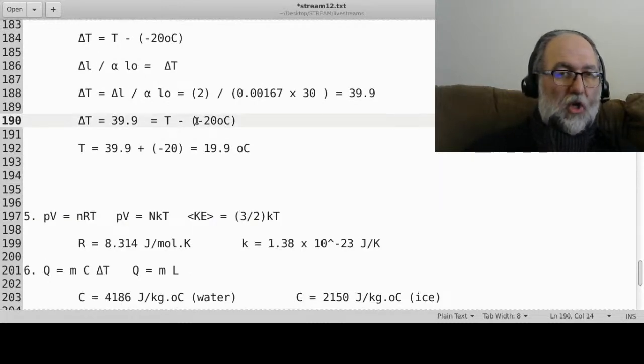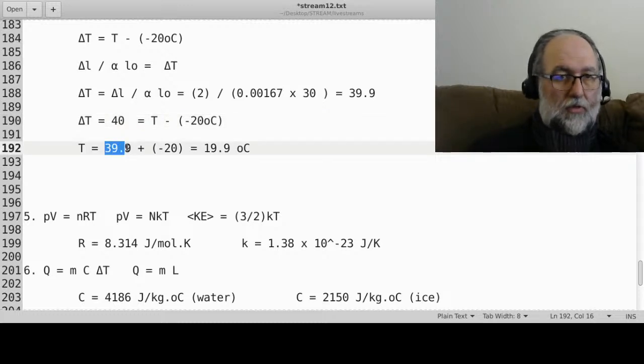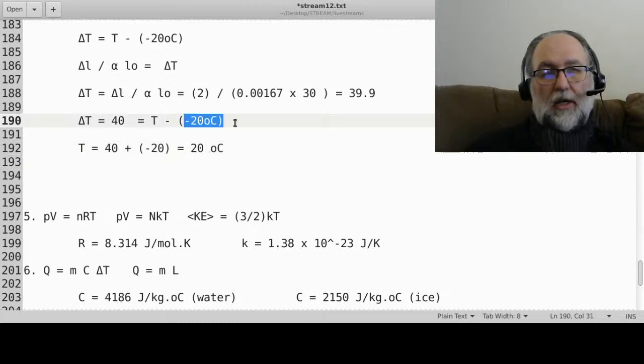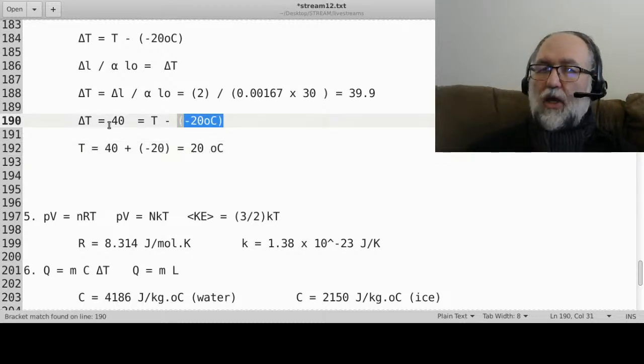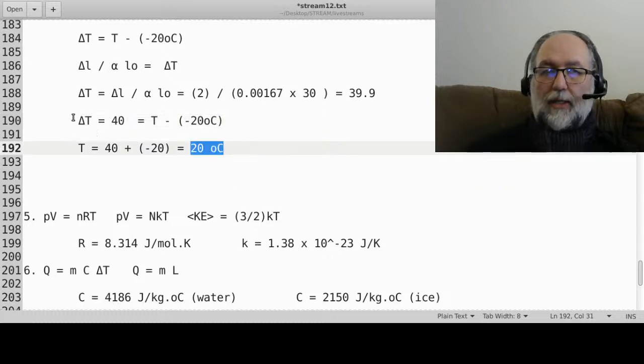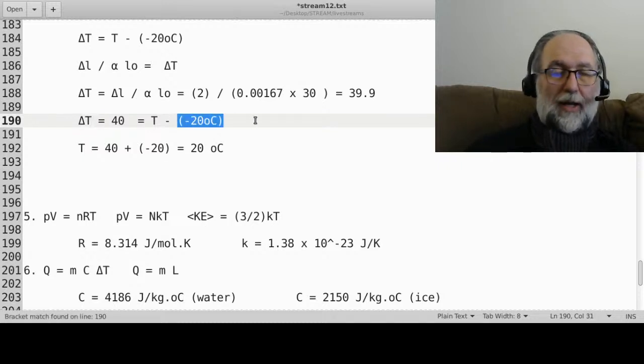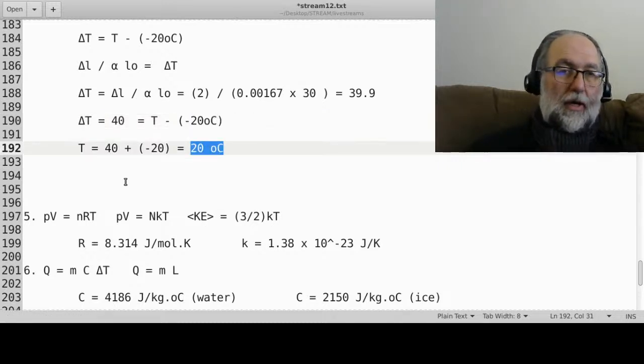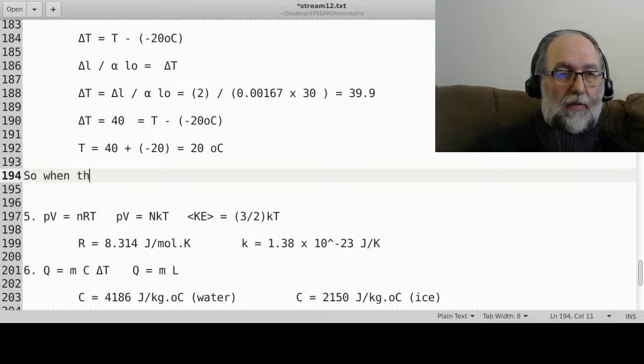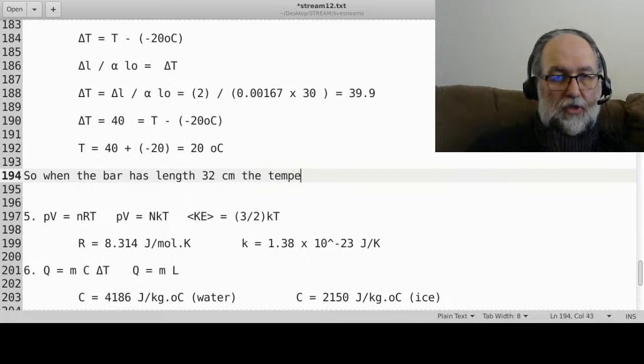You start at negative 20 and you increase 39.9, say 40. Let's round that off to 40. It's a little bit off, but at least it helps you to see. If you're at negative 20 and you increase 40, where do you end up? You end up at 20. Delta T is not the temperature, it's how much the temperature increased over your bottom temperature, which was negative 20. And so the temperature will be 20 degrees Celsius. So when the bar has length 32 centimeters, the temperature is 20 degrees Celsius.